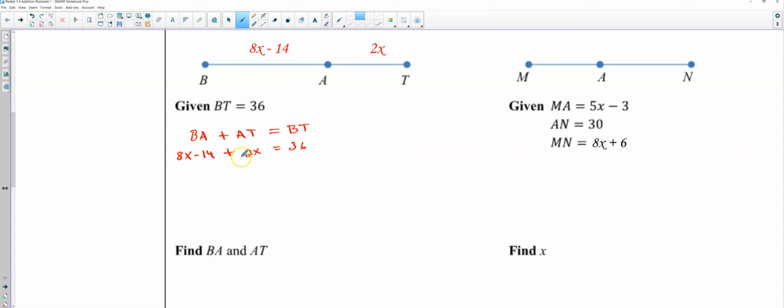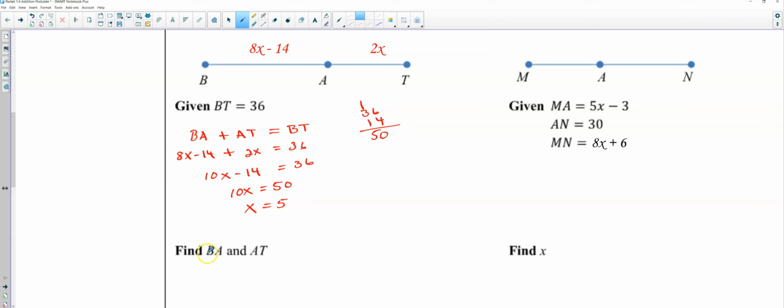We combine like terms: 8x plus 2x is 10x, minus 14 equals 36. We add 14 to both sides, so that means 10x equals 36 plus 14. That is 50. So 10x equals 50. We divide by 10 on both sides. x is 50 divided by 10, which is 5. So now we know that x is 5.